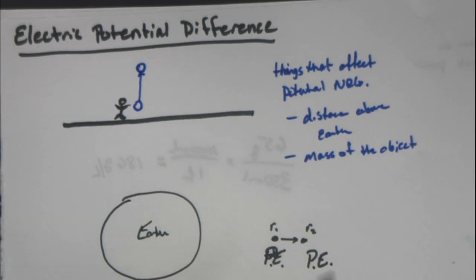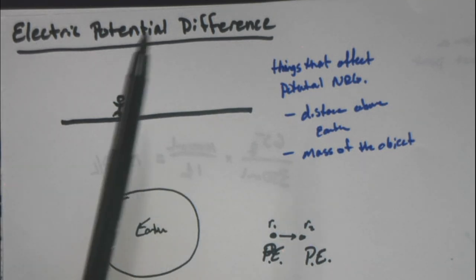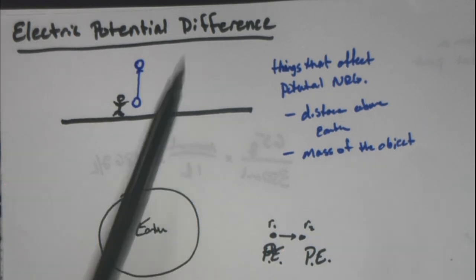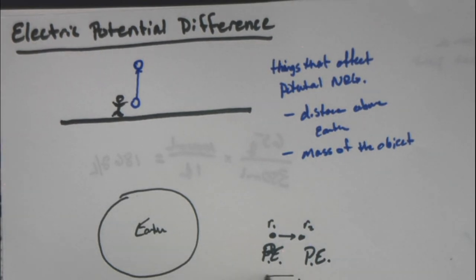What do you call the answer when you subtract something? You call it the difference, right? So what we find here, this change in potential energy, is the potential energy difference between the two places. Does that make sense to you guys? Okay.